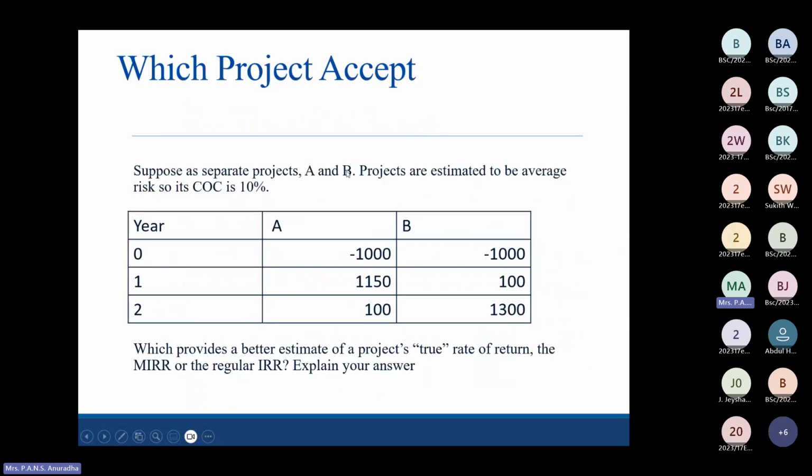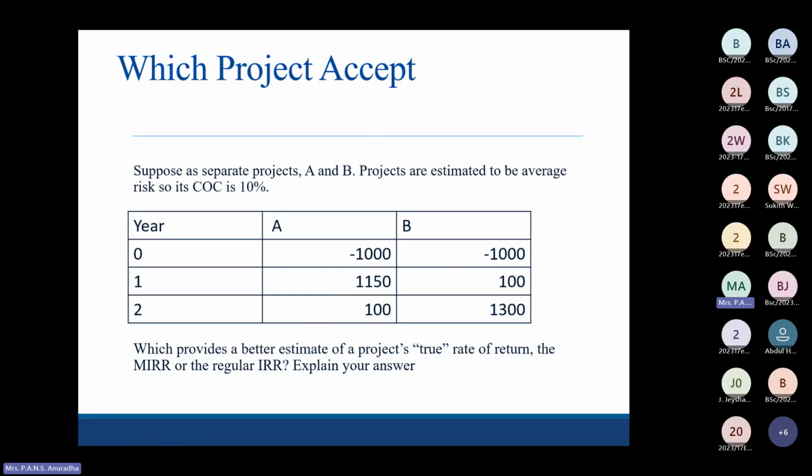Now, if you look at this example, this is another example, not connecting to the previous one. Two projects, A and B. It's a very simple one. You can see initially 1,000 you are investing, 1,150 in year one for project A. So 100, 100, 1,300. Which provides a better estimate of the project's true rate of return, MIRR or regular IRR? Explain your answer.